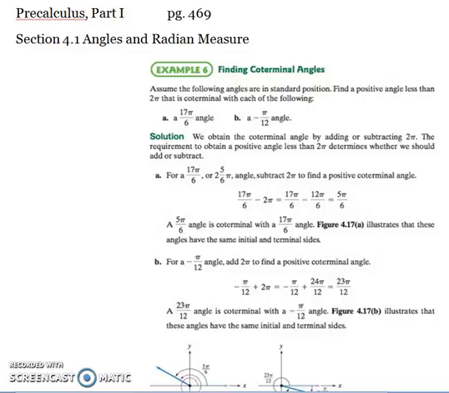This is Pre-Calculus, Part 1, Section 4.1, Angles and Radian Measure, Example 6, Finding Coterminal Angles on page 469. Now this is the same as the previous one.